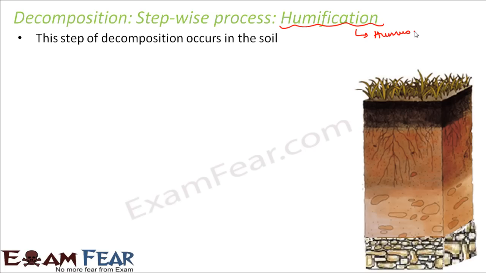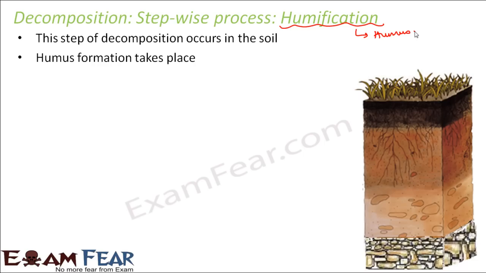This step of decomposition occurs in the soil. Inside the soil, this entire process will take place. So let us see what happens. Humus formation takes place in this step. Now, in the first step, what happened? The dead plant or animal remains were broken down into relatively simpler forms, in the sense into smaller sized particles. So that was fragmentation. In the next step, water soluble constituents were taken out by the process of leaching.